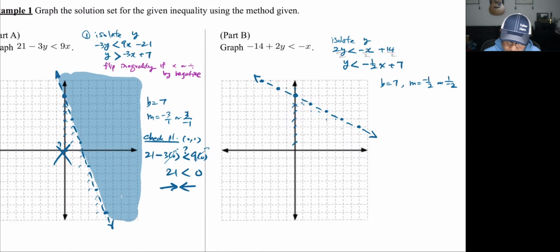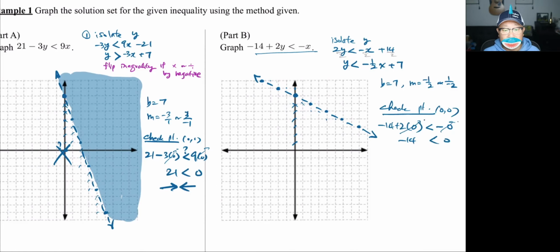But let's still check a point anyways. Check a point, 0, 0. When I plug it in, I always prefer to use the original equation. Negative 14 plus twice a 0 minus a 0. That's negative 14. That's a 0. That's a 0. It's less than 0. Is that true? Is negative 14 less than a 0? Yes, it is. Which means we're testing this point right here, guys, right? It means that that's the side that is true. So we have to shade the whole thing.